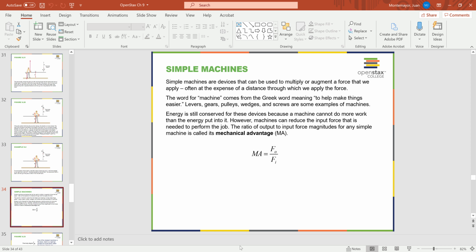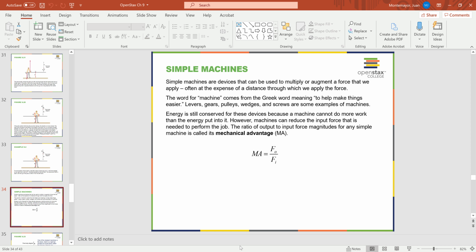So that brings us to simple machines. Simple machines are devices that can be used to multiply or augment a force that we apply, often at the expense of a distance through which we can apply the force. The word machine comes from the Greek word meaning to help make things easier. Levers, gears, pulleys, wedges, and screws are some examples of machines.